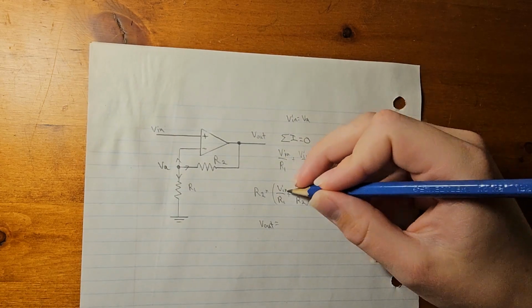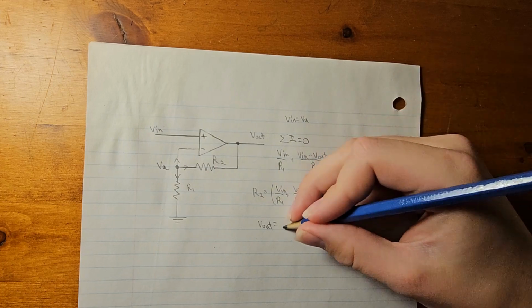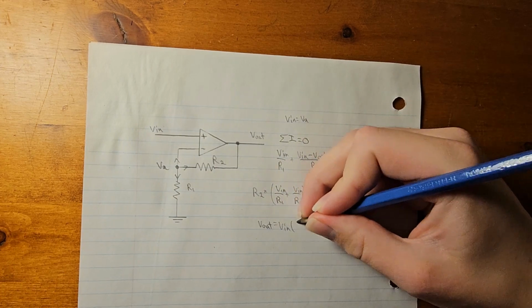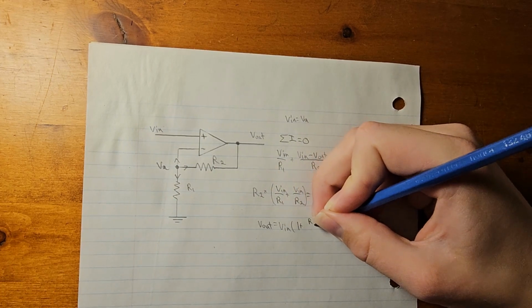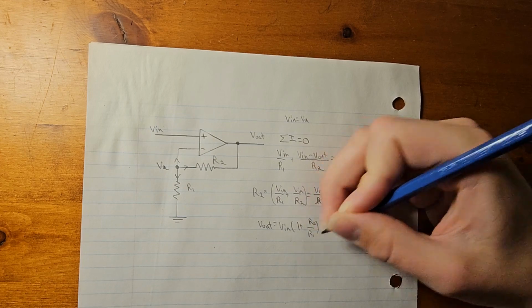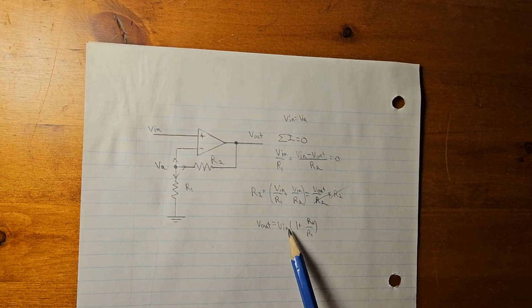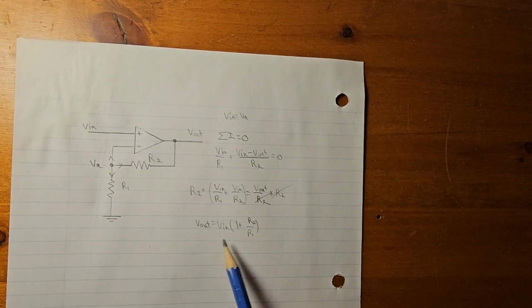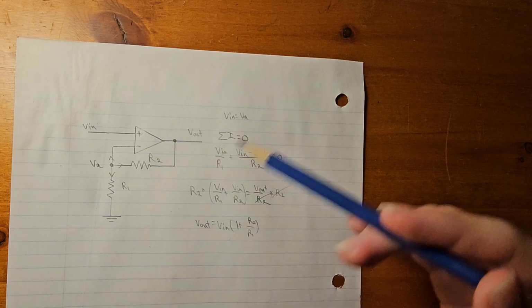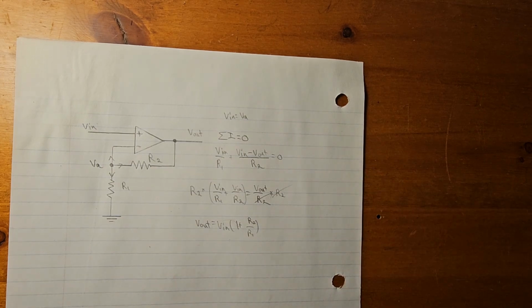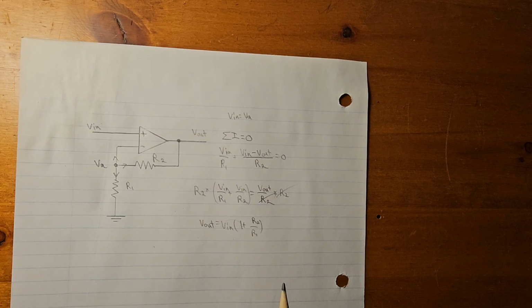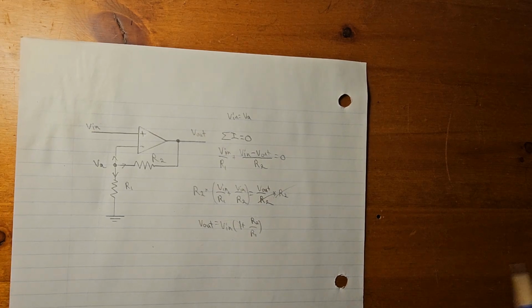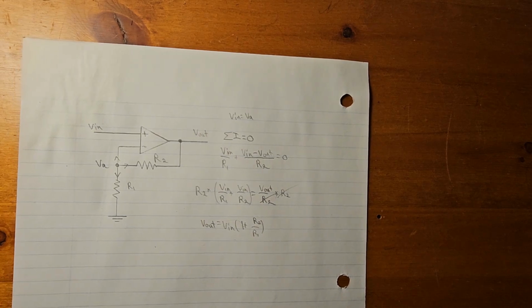we could factor out the Vn here, and this would reduce down to Vn multiplied by 1 plus R2 divided by R1. As you can see in this formula, because there's no negative sign, this means that it would be in phase, which means that the peaks of the input would line up with the peaks of the output, which I'll show in a simulation pretty quick. Yeah, that's pretty much it.